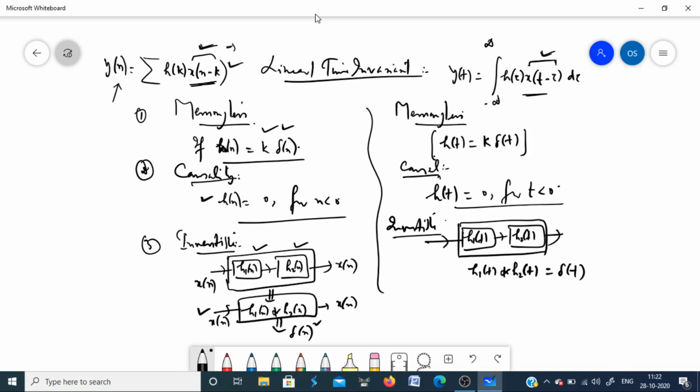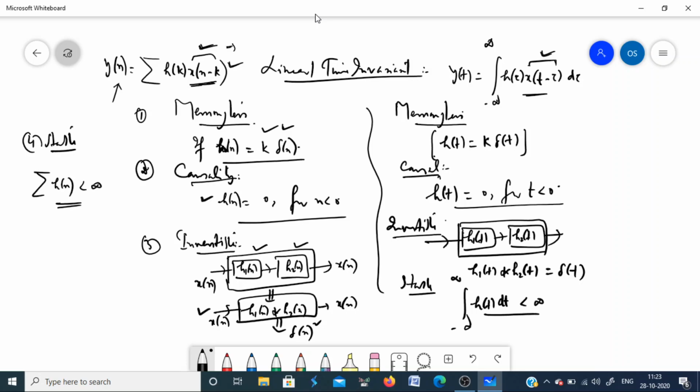Okay, and the last one was stability. For a stable system, we have discussed that the summation of |h[n]| should be finite. And in the continuous case, for stability, the integration of |h(t)| should be finite. So if the impulse response of the system is absolutely integrable, we say the system is stable. If it is absolutely summable in the discrete case, it is stable.